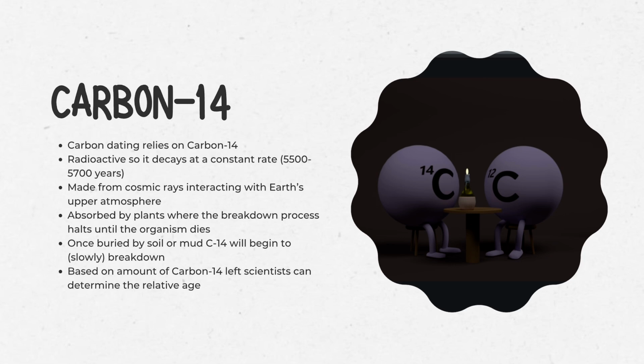So carbon 14 is made from cosmic rays interacting with Earth's upper atmosphere. It is then absorbed by plants and enters the biomass food cycle, where the breakdown, or the half-life reaction, halts until an organism dies and is buried by soil or mud. Then carbon 14 begins to slowly break down.